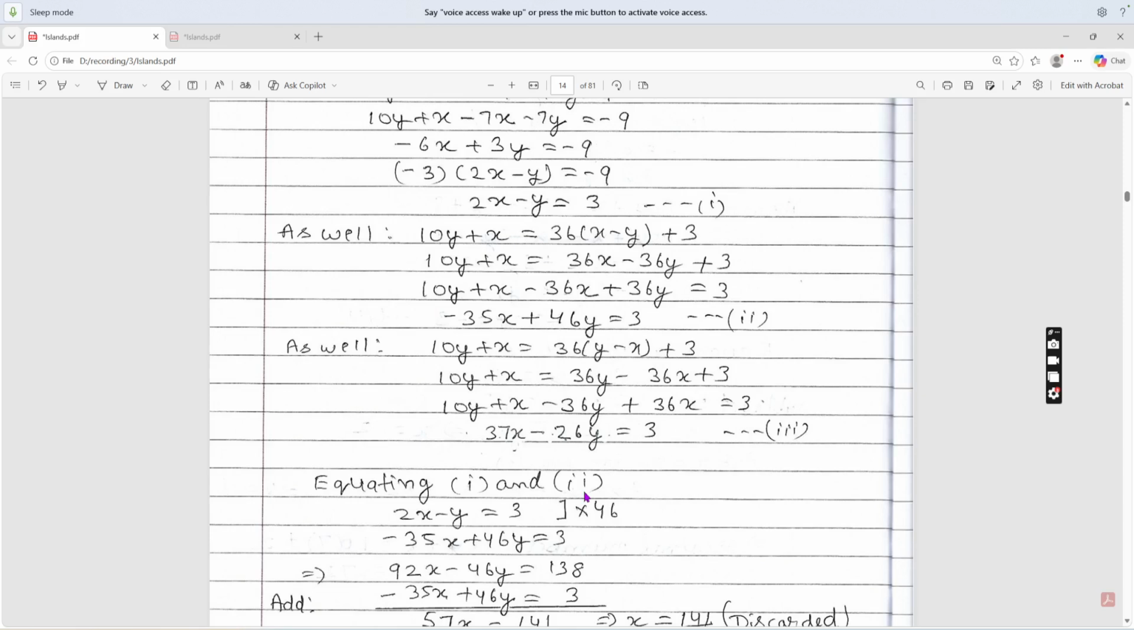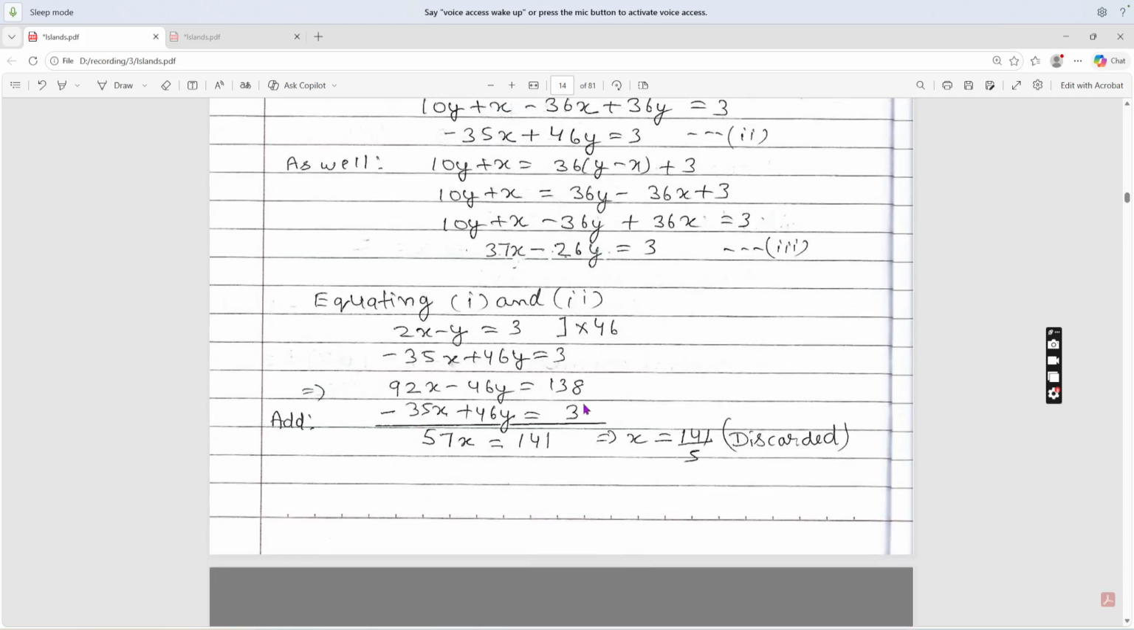Now we are equating equations 1 and 2. One equation is 2x minus y is equal to 3, and the second equation is minus 35x plus 46y is equal to 3. Now what are we going to do here? We are going to multiply the first equation by 46, because here the coefficient of y is 1, I mean to say minus 1. Here it is plus 46. So we are going to make the coefficients equal in quantity. So when 1 is multiplied by 46, we get 46.